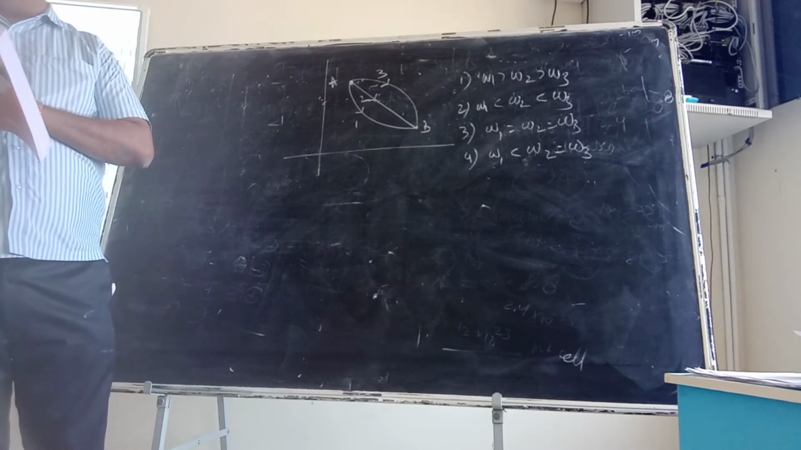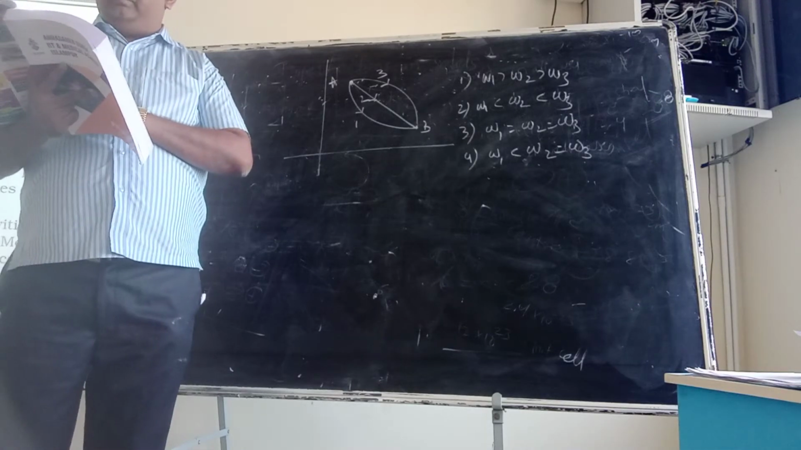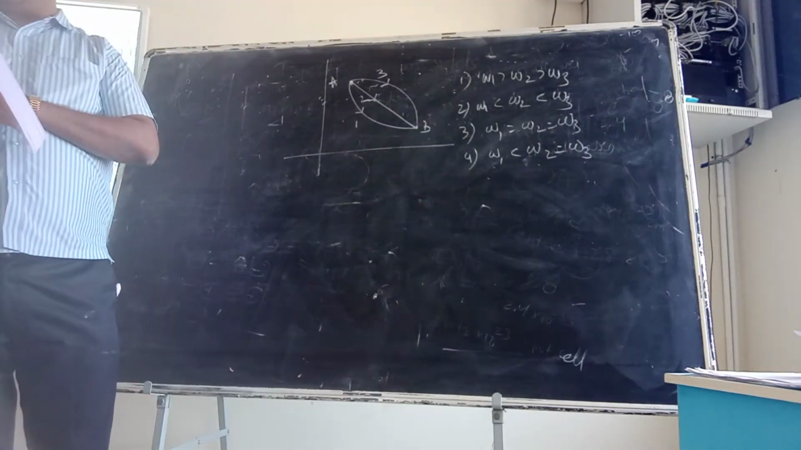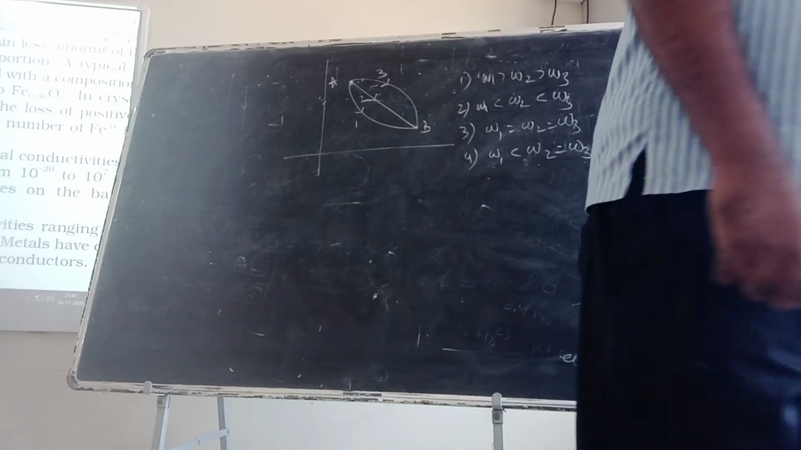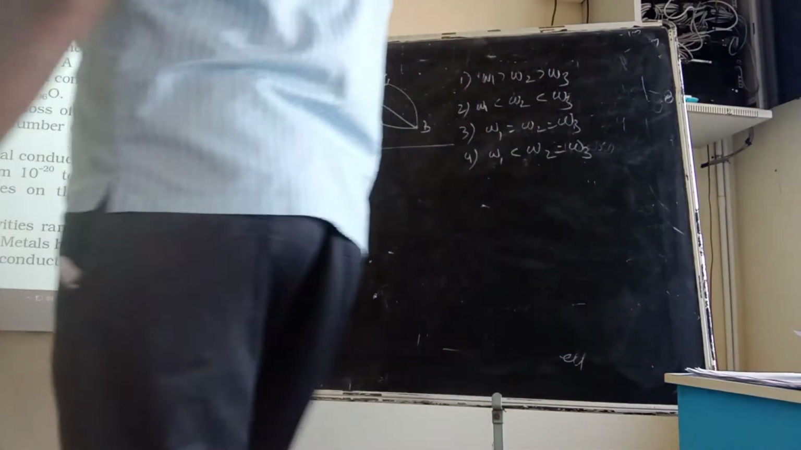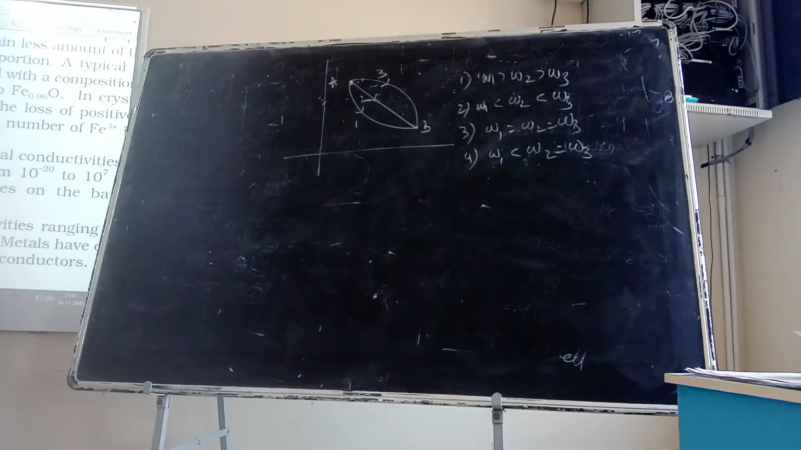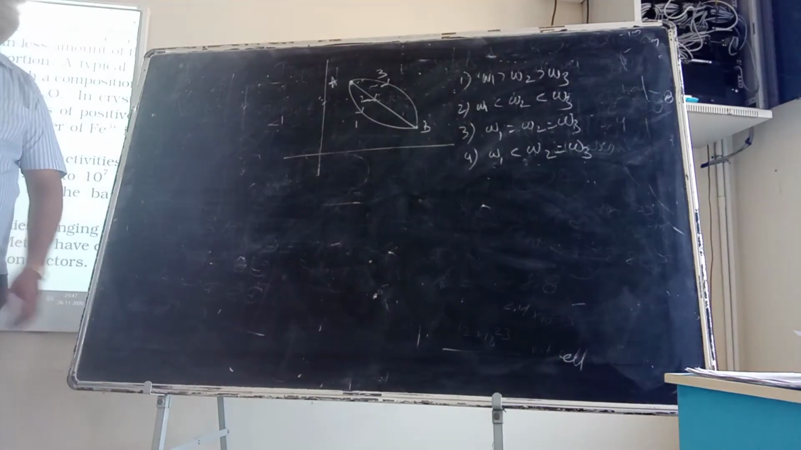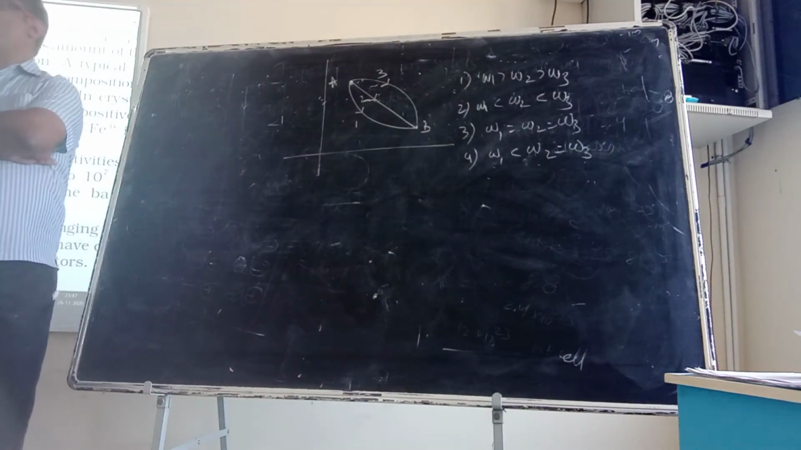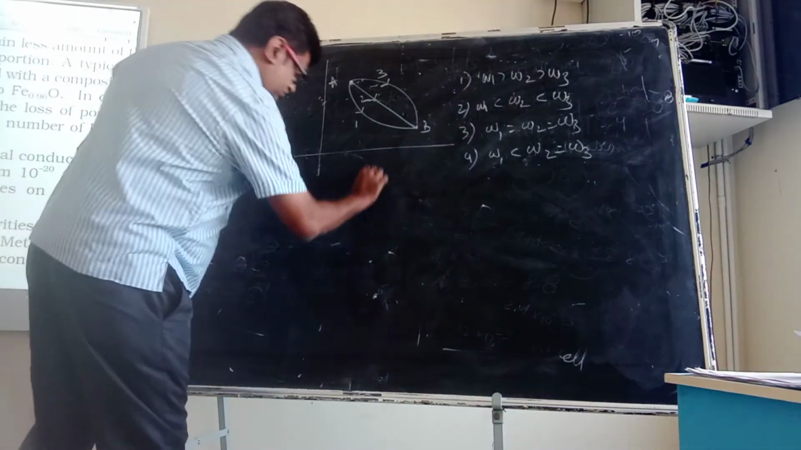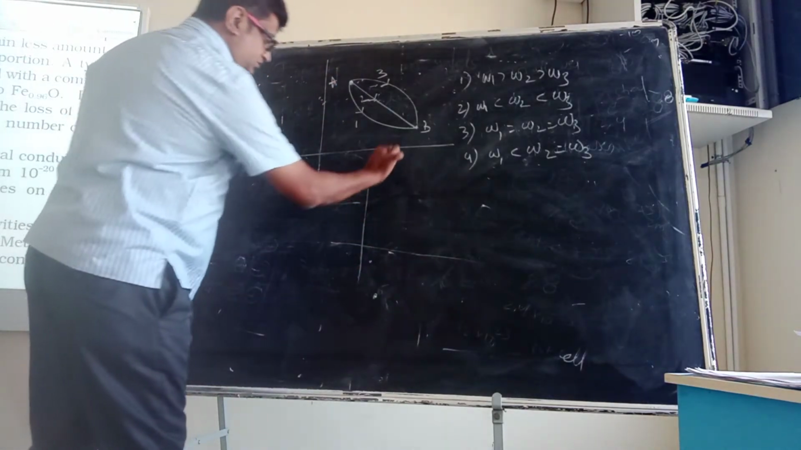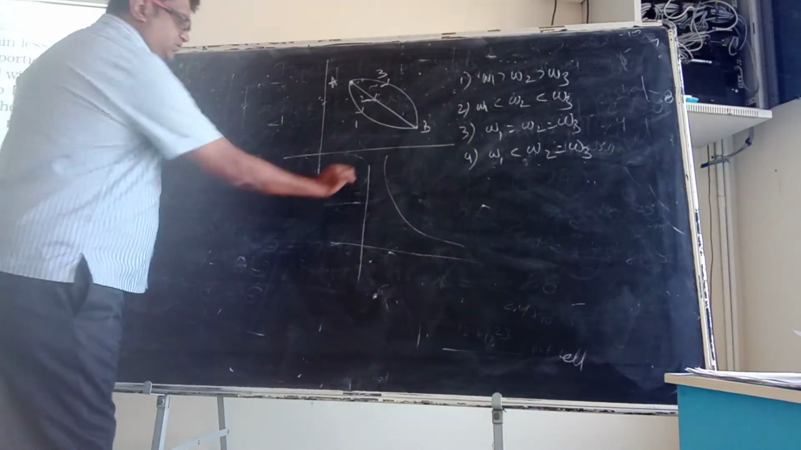If W1, W2, W3 respectively be the work done, then which of the following options are correct? Okay, let me brush up your stuff a little bit. This is the PV diagram for which process?